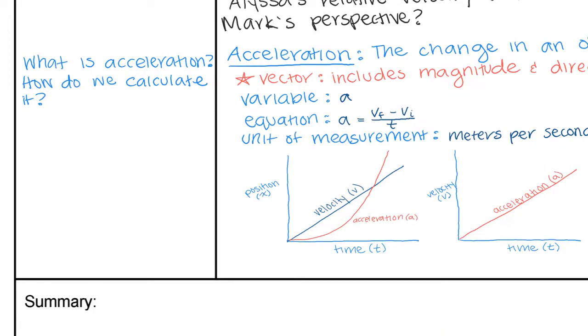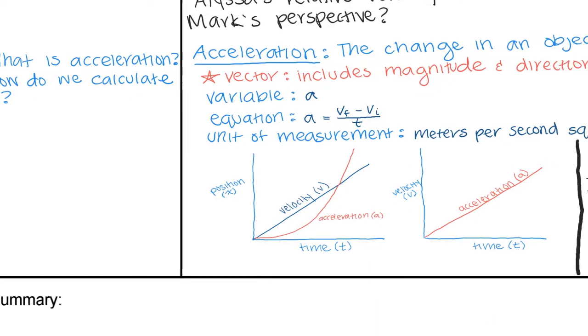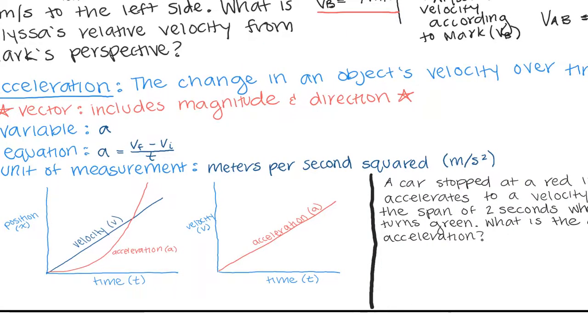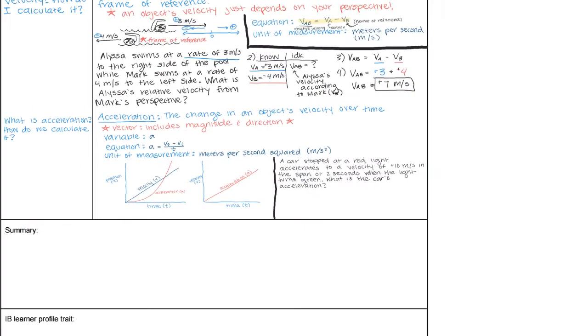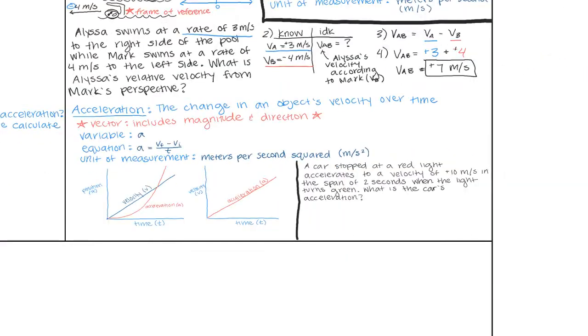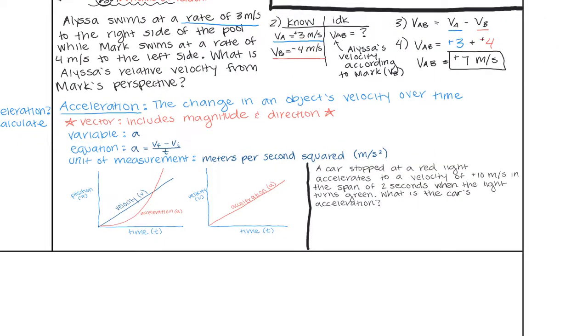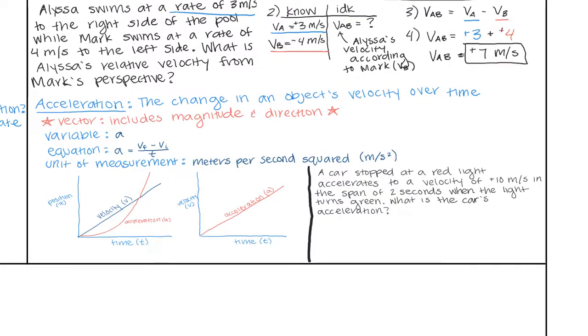All right, last thing we will go over is acceleration. So what is acceleration? How do we calculate it? Well, acceleration is the change in an object's velocity over time. This might sound familiar because velocity is the change in an object's position over time. So acceleration is saying that velocity is now changing. As a result of an object having velocity from its position changing, acceleration says an object has acceleration because its velocity is changing over time.